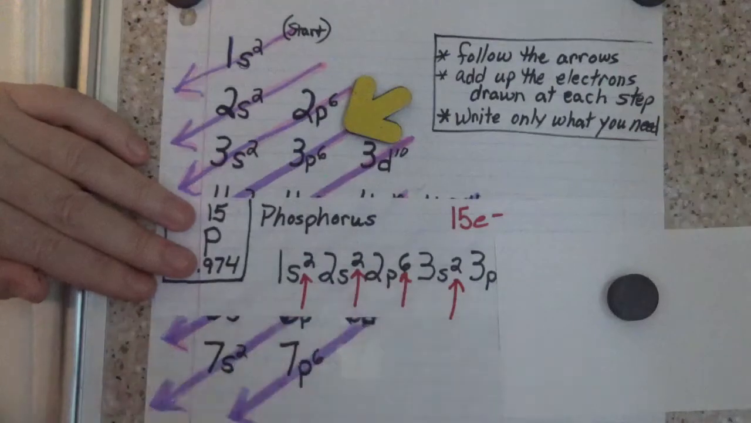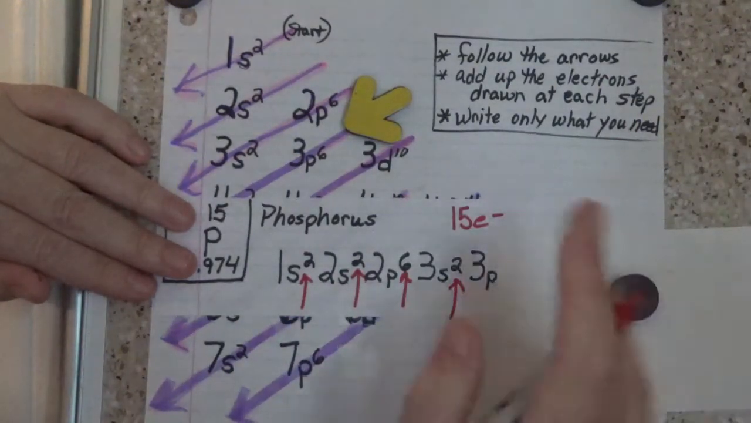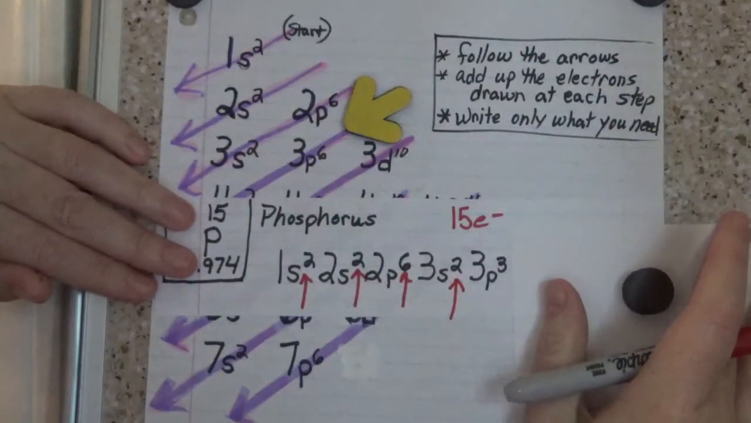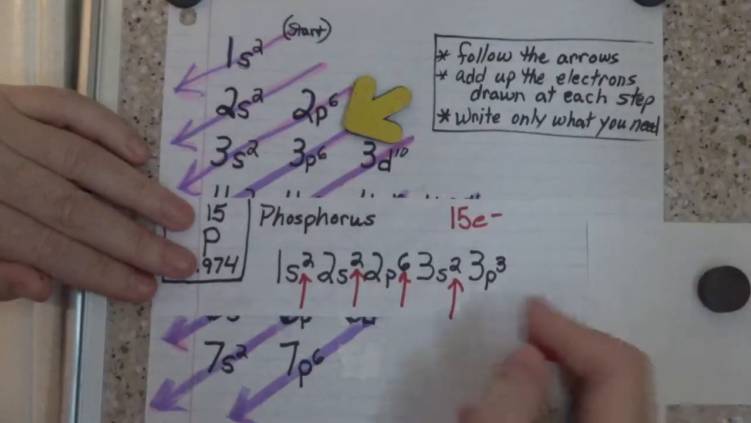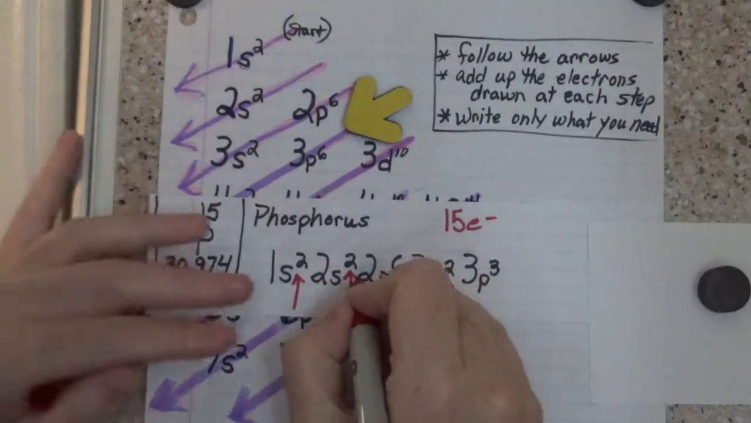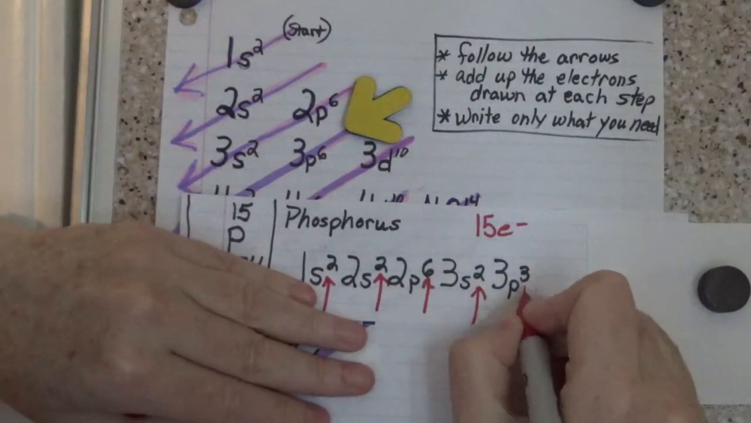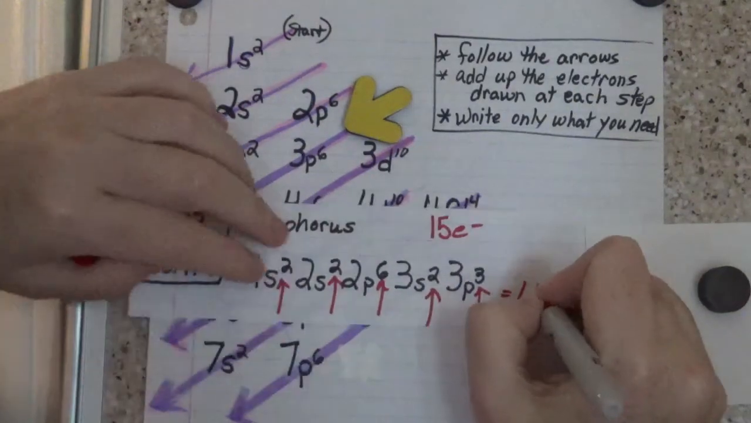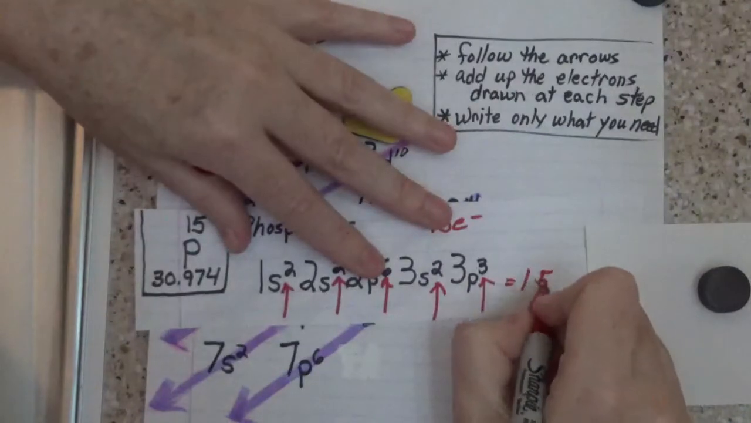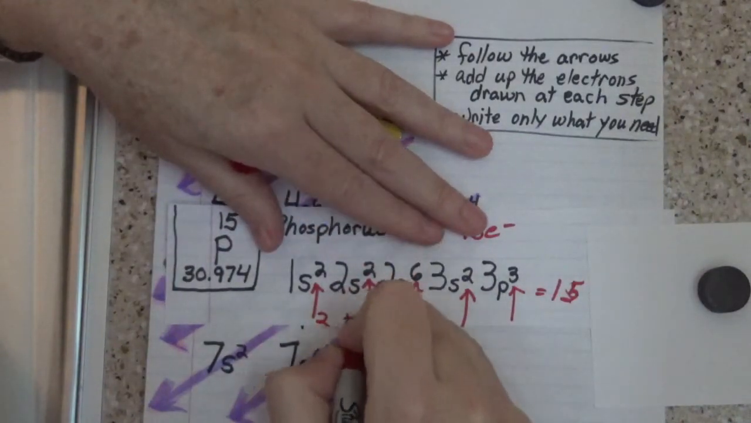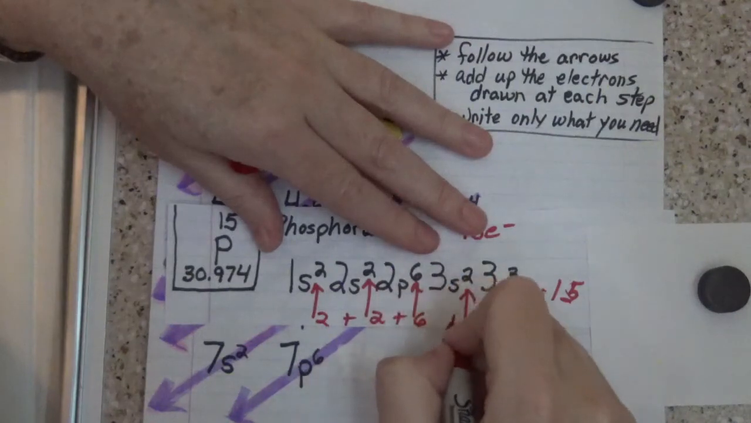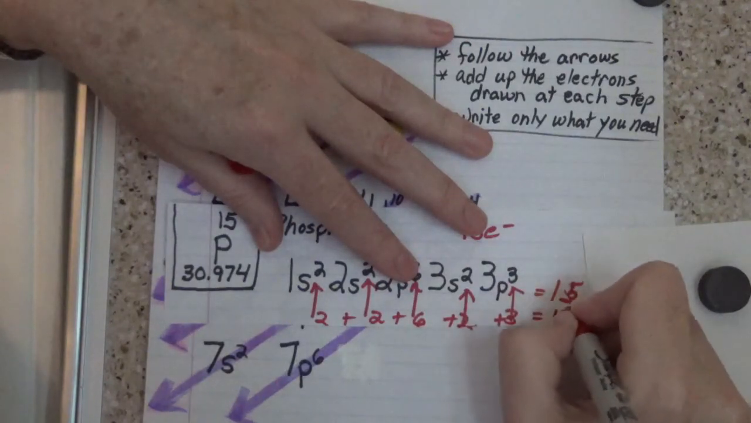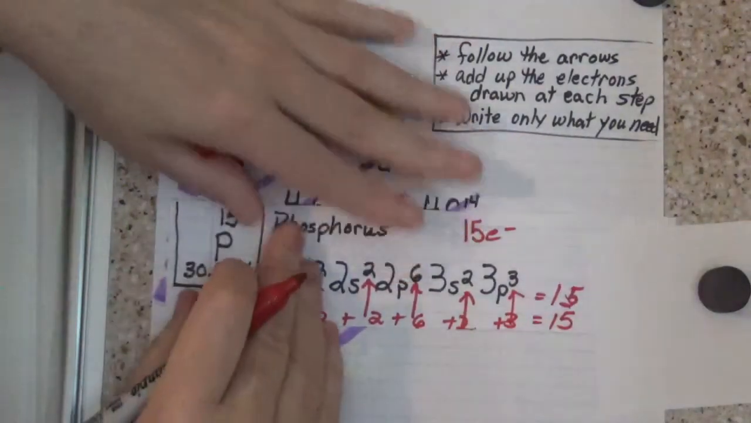If I stopped right now, that would be magnesium. I need some more. I need 3 more electrons. So I do not write 6. I don't need 6. I write 3 because that's all I need. And so if I do 2 plus 2 plus 6 plus 2 plus 3, that gives me 15 when I add those together. So 2 plus 2 plus 6 plus 2 plus 3 equals 15. That's how you do it.